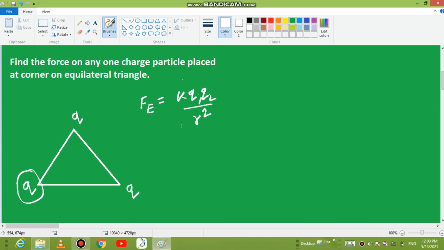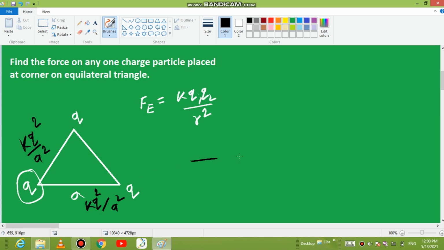So using this formula, if we take side A of this equilateral triangle, then the net force between these 2 point charges is given by K Q square upon A square. Similarly, the force between these 2 point charges is given by K Q square upon A square. Now we have to find the direction of these forces.